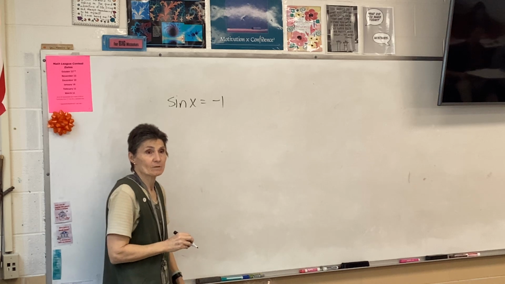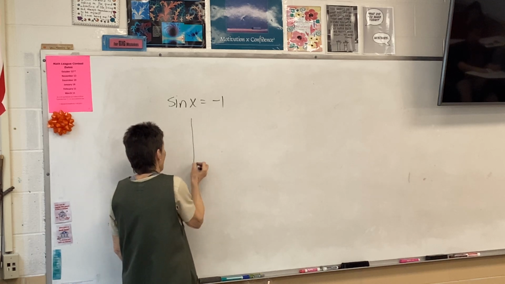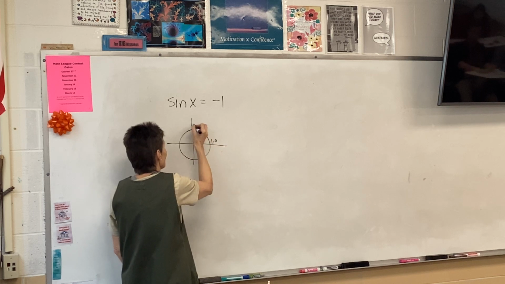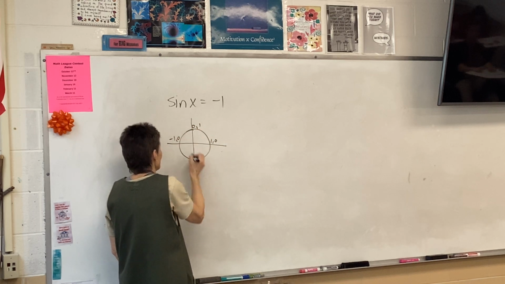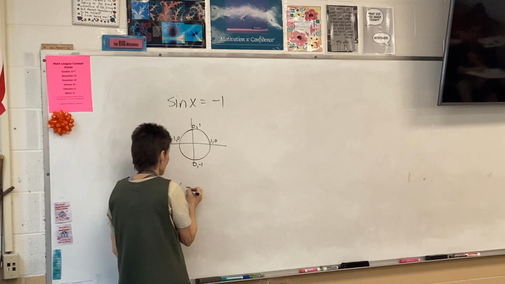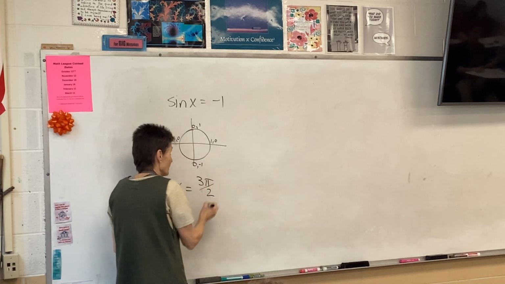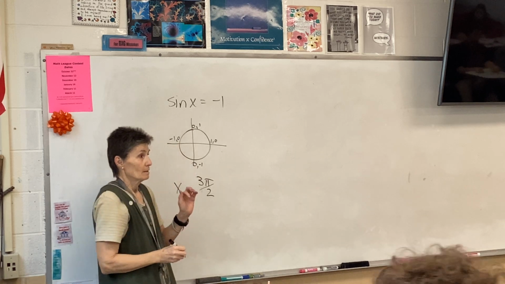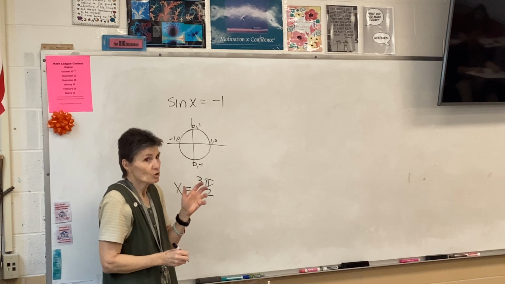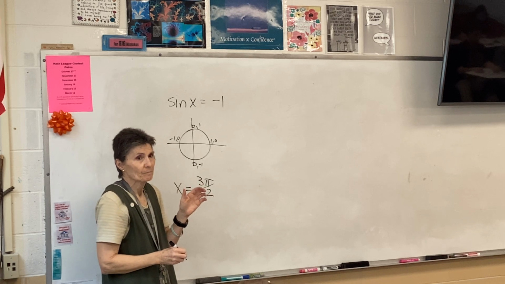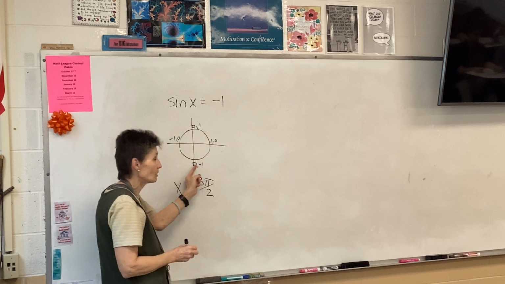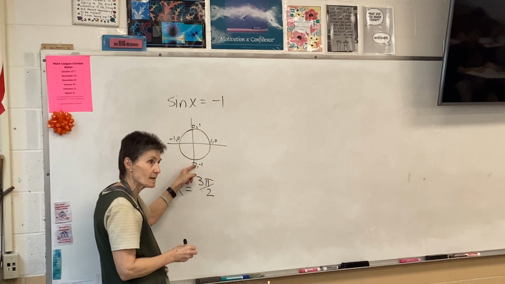Now think about that for a second. Where does the sine equal -1? 3 pi over 2. Right? So x is 3 pi over 2. But actually there are other answers, because we could go all the way around and back down to here, or we could go backwards to get down to here.